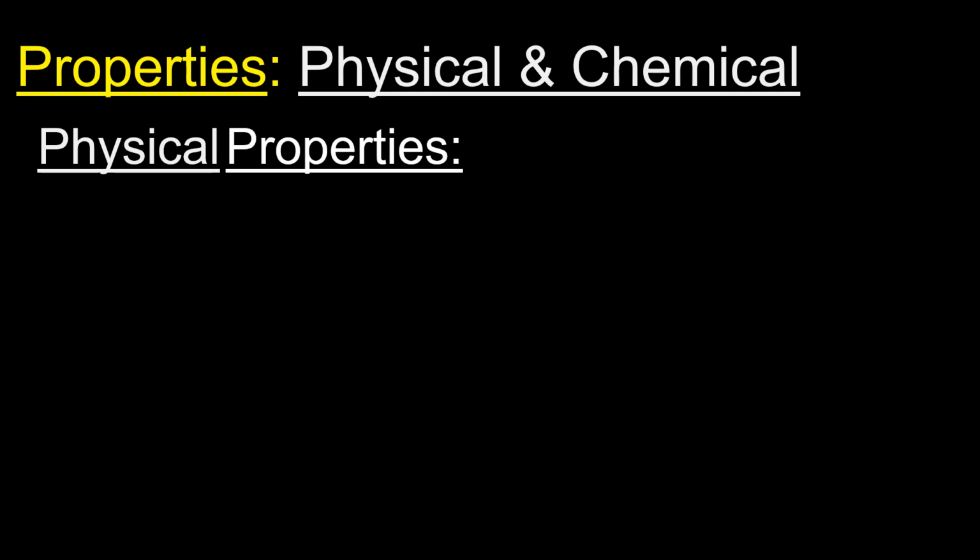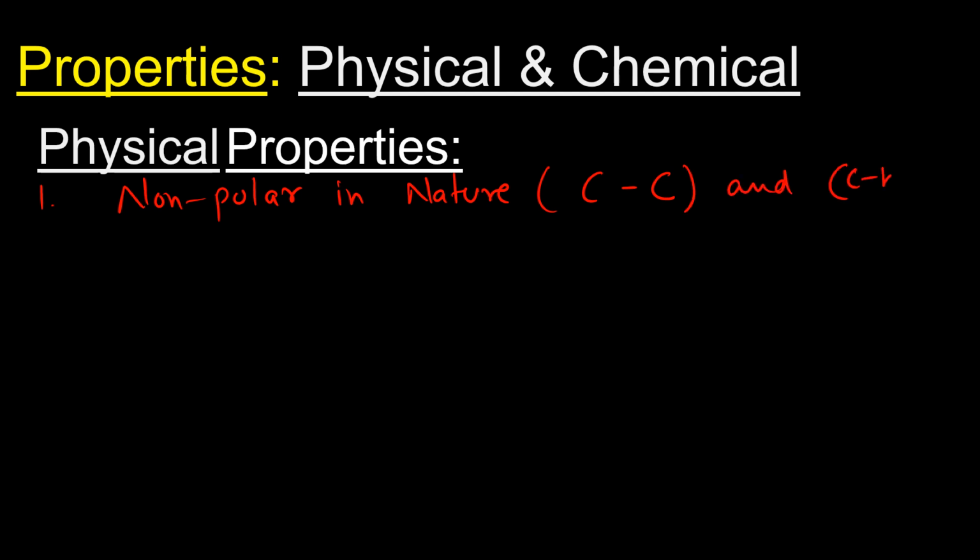Okay, let's do the discussion of the physical properties of alkanes. So the very first physical property of alkanes is that they are non-polar in nature. Why are they non-polar in nature? Because we know the electronegativity difference between carbon-carbon and carbon-hydrogen bonds is negligible, or you can say very little.